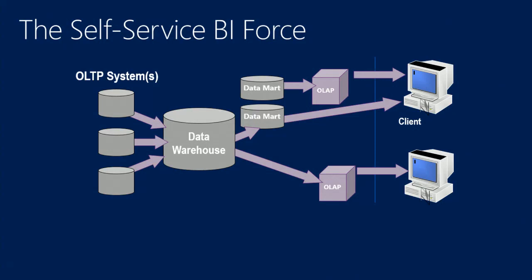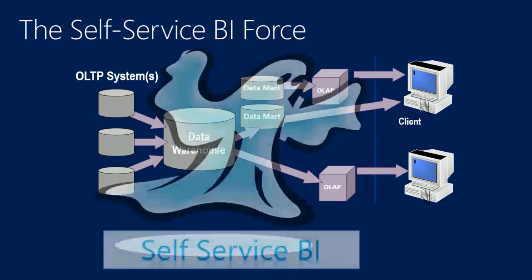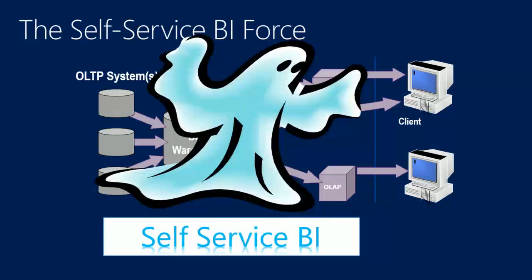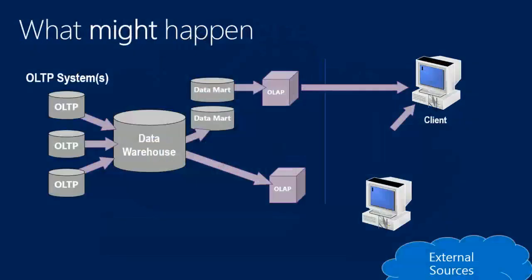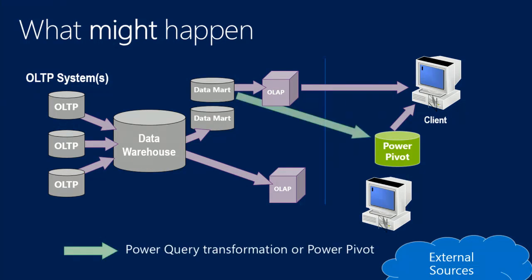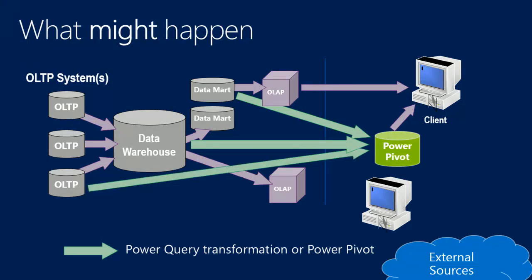Now we have this self-service BI force that is like a ghost, out of control and applied on everything, and it is the nightmare that we have. What may happen with self-service BI? It may happen that we have Power Pivot used by the client. But Power Pivot is a database. It's like Access. You can copy data there. And you can get data, if you have rights, from the data mart. You can get data from the data warehouse. You can get data from the OLTP system.